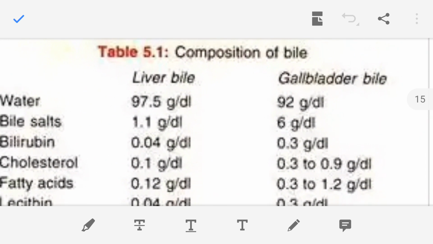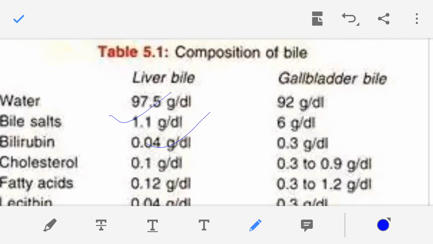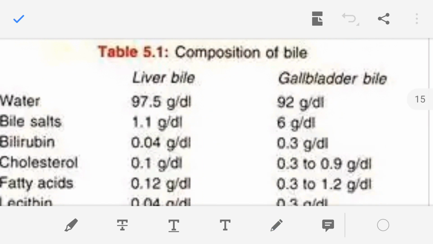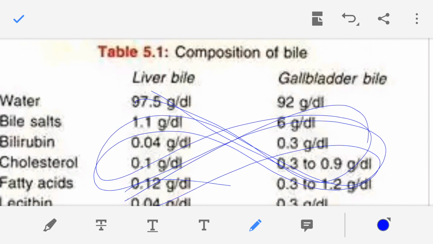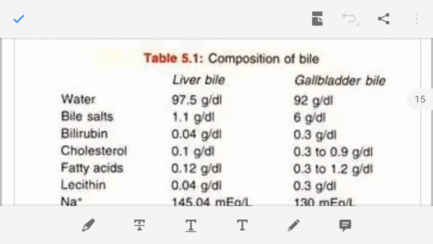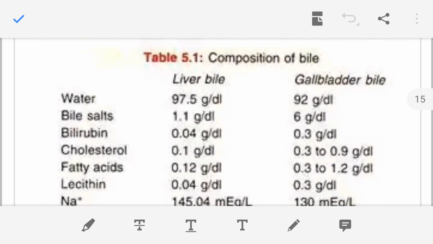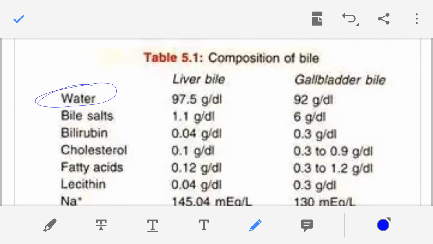And this is the amount in which they are present. But we don't have to remember this number, so you don't need to prepare it. We are just comparing. See, the water: 97.5 gram per deciliter in liver bile, and in gallbladder 92 gram per deciliter. Now you see, in the liver bile more water is present than in the gallbladder.